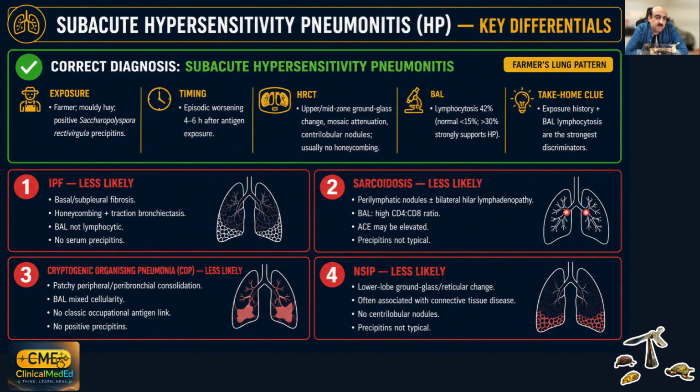So exposure history and lymphocytic BAL are the strongest determinants in this situation. The wrong options: IPF, if you look at the diagram, it's predominantly basal and subpleural fibrosis, honeycombing and traction bronchiectasis, and the BAL is not lymphocytic. Sarcoidosis, more bronchovascular pattern, nodularity, high CD4 to CD8 ratio above 3.5, ACE may be elevated, and precipitins are not typical. Cryptogenic organizing pneumonia, more of a consolidation pattern rather than ground glass, and again, no link with precipitins. NSIP, again basal ground glass opacification, and no centrilobular nodules, and precipitins again will be negative.